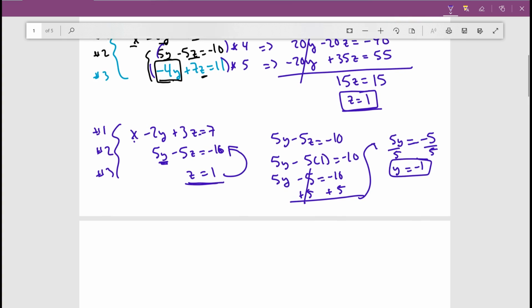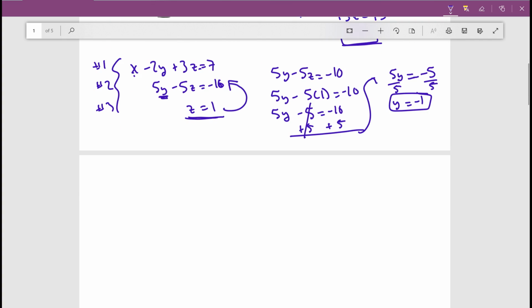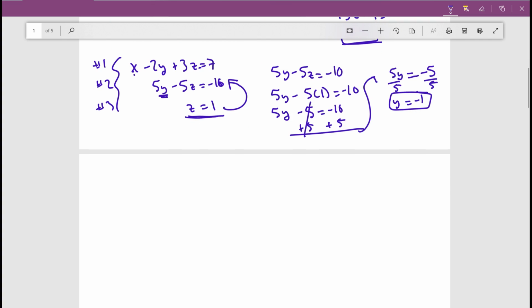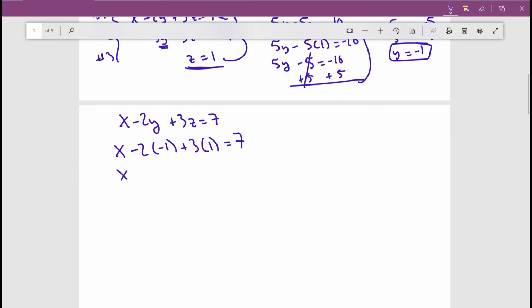Now that I know what y is, I can now figure out what x is. Okay, so now I'm going to plug it into the first one. So we know x minus 2y plus 3z equals 7. So I'm going to plug everything in. So I'm going to have x minus 2 times y is negative 1, plus 3 times z is just 1, equals 7. X, negative 2 times negative 1 gives me positive 2, plus 3 equals 7. X plus 5 equals 7. Subtract by 5 to both sides. X is equal to 2.